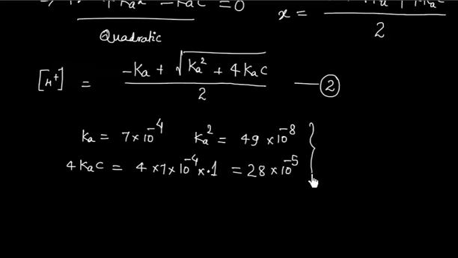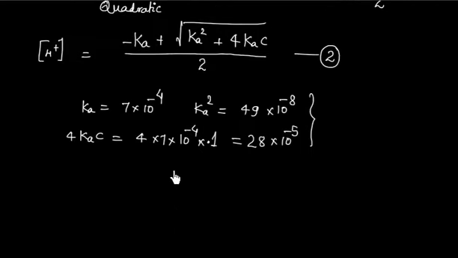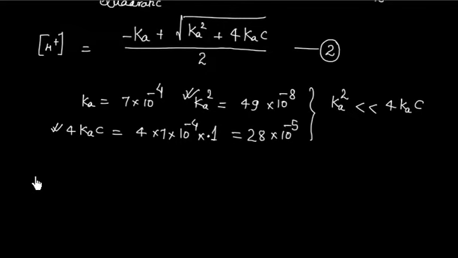So from these two calculations, one thing is clear, that basically this number Ka square is much smaller than 4KaC, because this is 10 to the power minus 8 and this is 10 to the power minus 5. So I can say Ka square is much smaller than 4 times KaC. Are you getting? This means I can ignore Ka square compared to 4KaC. So if I do that, let us see what happens.